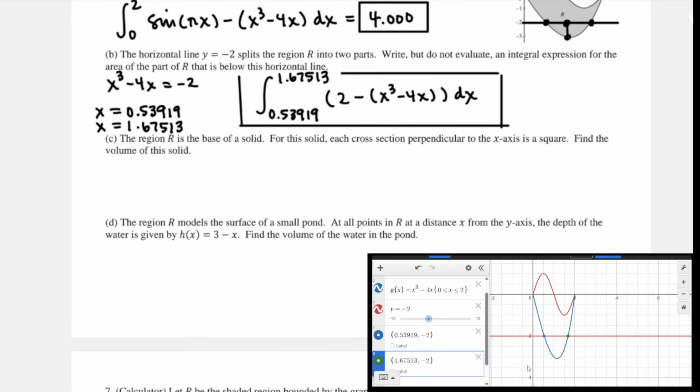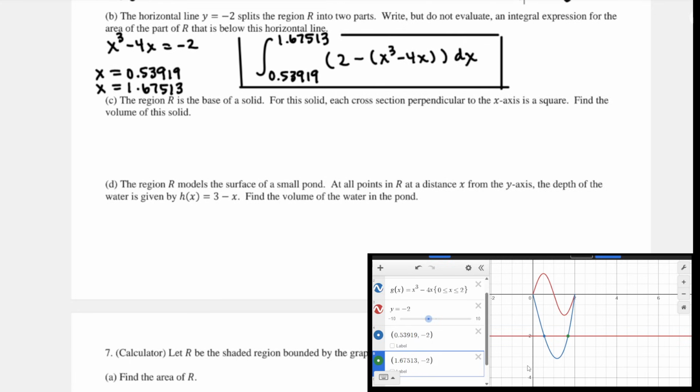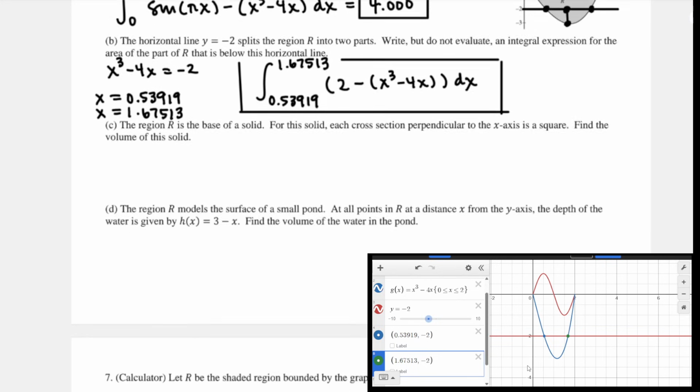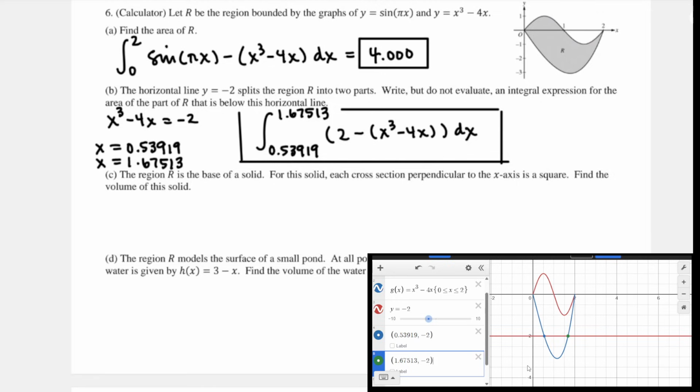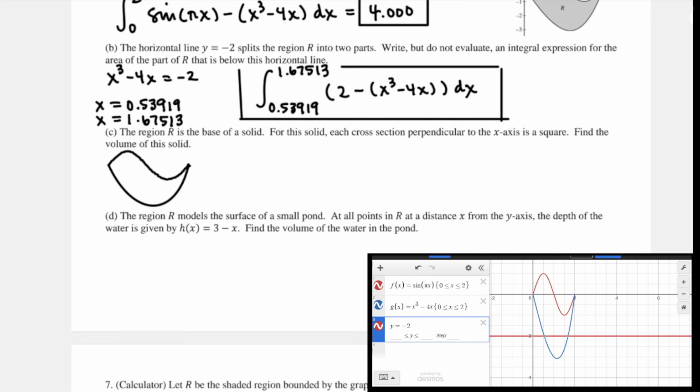Okay, and then R is the base of a solid. For this solid, cross sections perpendicular to the x-axis are squares. Let's get rid of this drawing so it's not in my way. I think I'm going to draw my own sketch of this region, and I'm going to draw one of these cross sections that's perpendicular to the x-axis. That would be the base of the square.